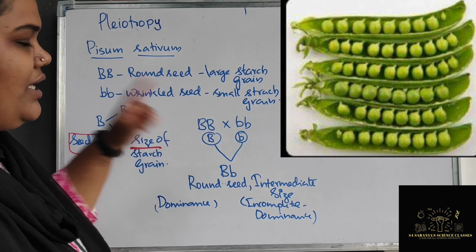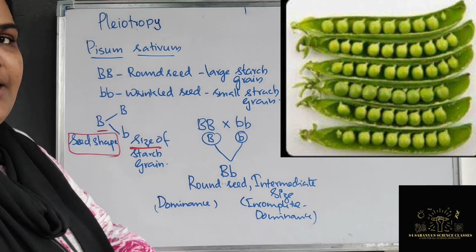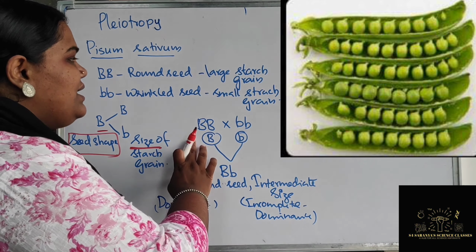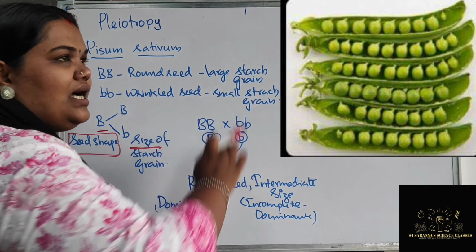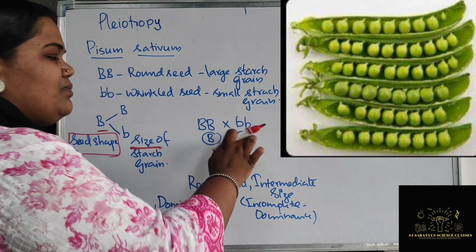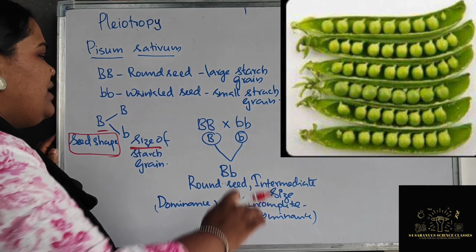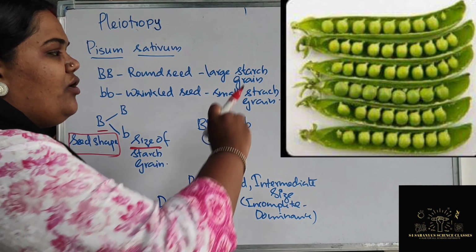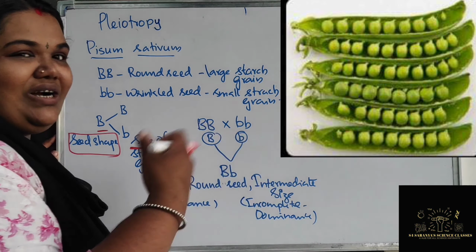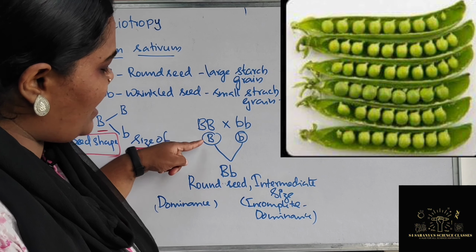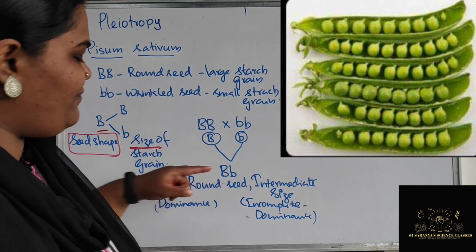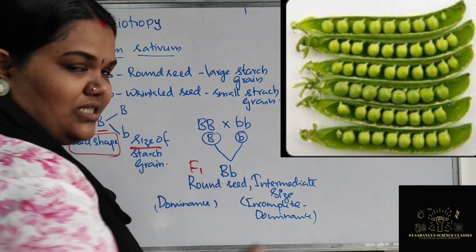So I have a question here. If I take these two plants, one having capital B, which has a round seed and large starch grain, and another pea plant having small b, the recessive gene, which has a wrinkled seed and small starch grain, and cross these two, what will be the effect? The gametes formed will be capital B and small b. Once crossed, you will get the F1 generation, capital B and small b, right?